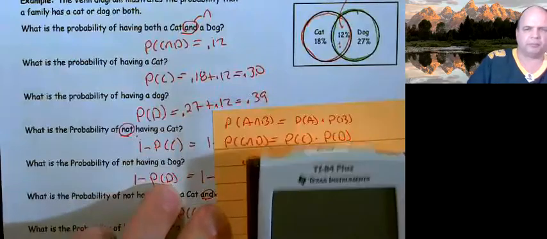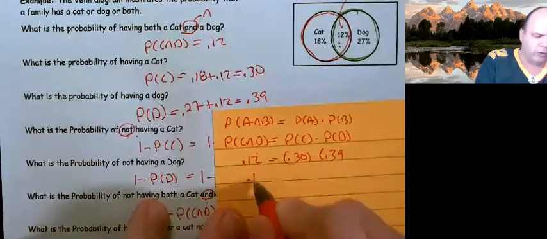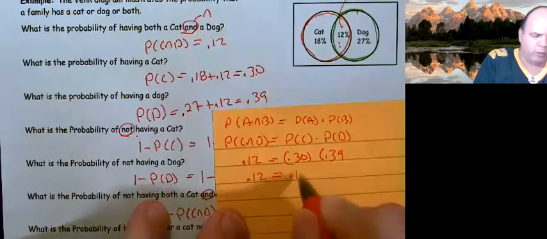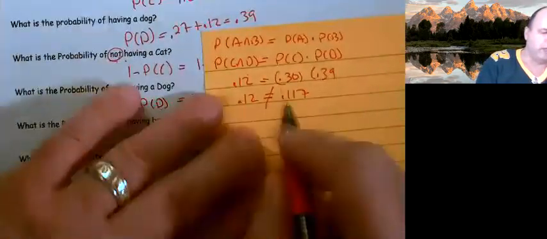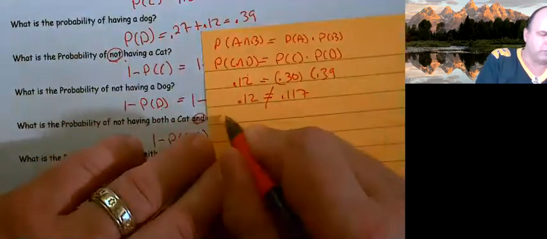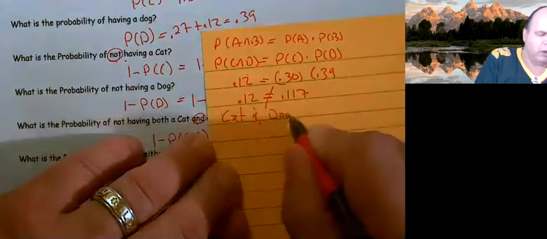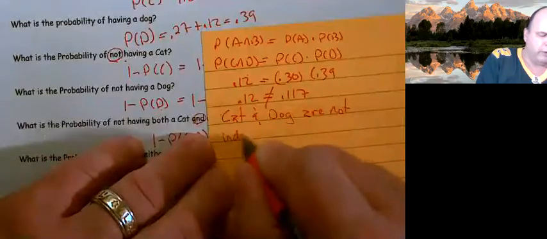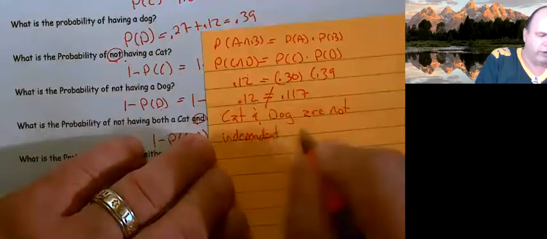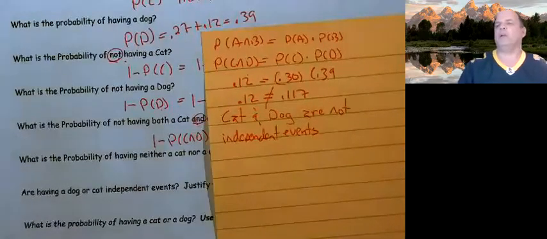When I multiply 0.3 times 0.39, I get 0.117. So 0.12, 0.117. That is not a true statement. Because they're not equal, cat and dog are not independent events. So they're not independent events. That takes care of that one.